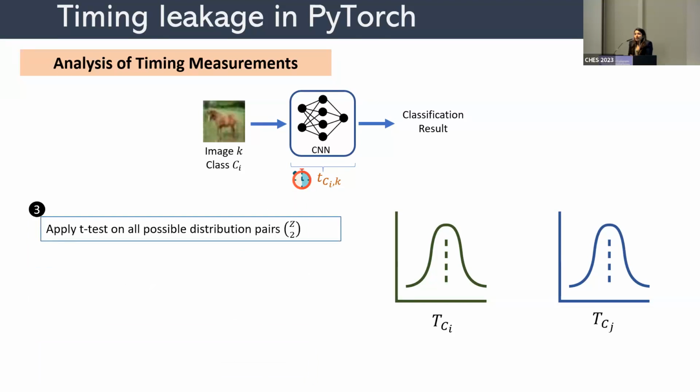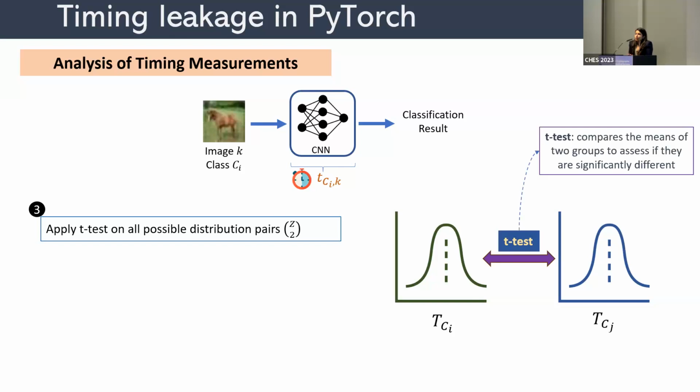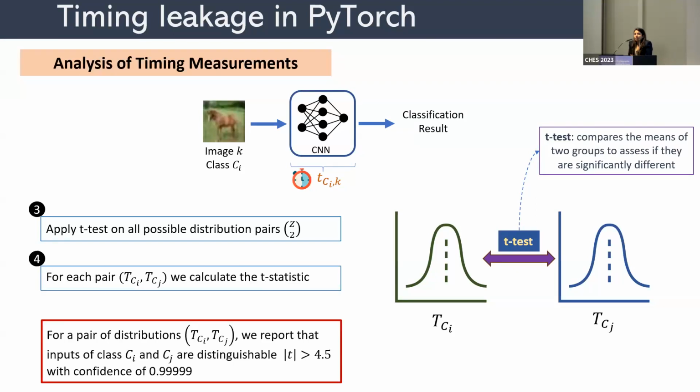Next, for each pair of TCI and TCJ distributions, we do a t-test. The objective of the t-test is to compare the means of the two groups and assess whether these two distributions are significantly different or not. We report that if the t-statistic of two distributions is greater than 4.5, then we can say with 99% confidence that the two distributions are distinguishable.